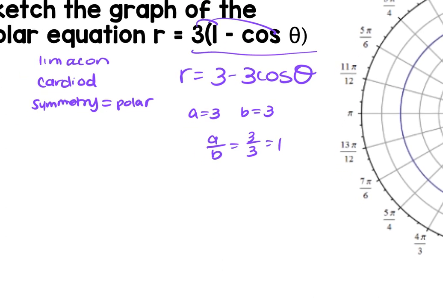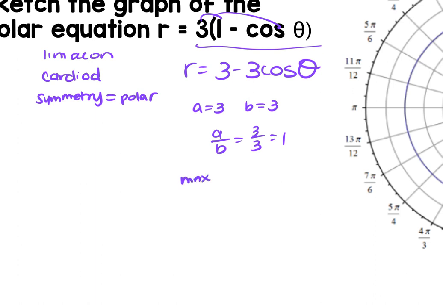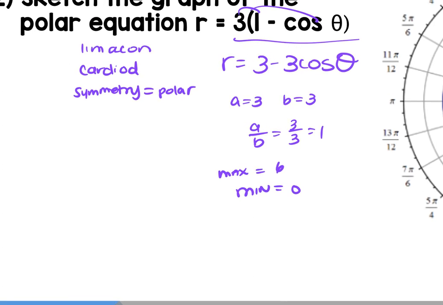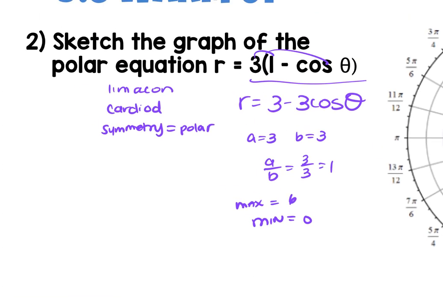Correct. Then I'm going to find my max, and my max is what? 3 plus 3, which is 6. And I'm going to find my min, and my min is 0, which should make sense because your heart goes to the origin, right? That little part goes to the origin, so that should always be 0. For the min, do you ignore the sign too? Yes, for both max and min, ignore signs. Okay, so now I'm going to find where the max happens. I set my equation equal to 6.